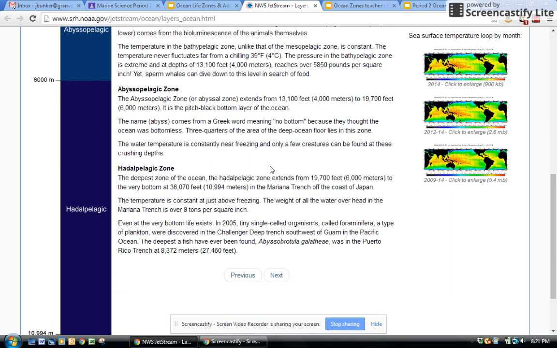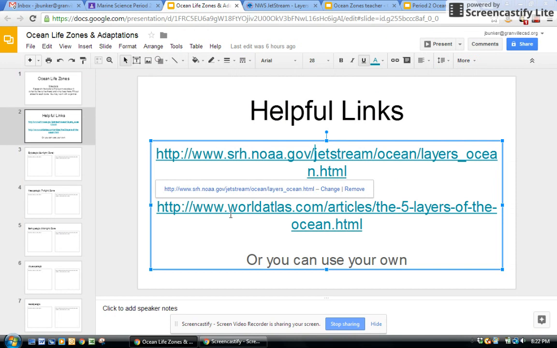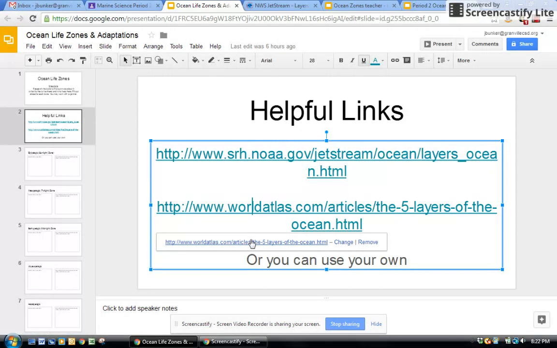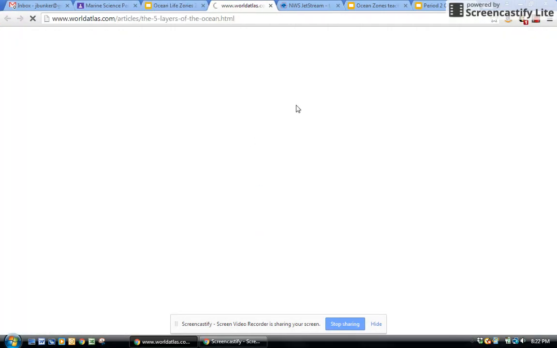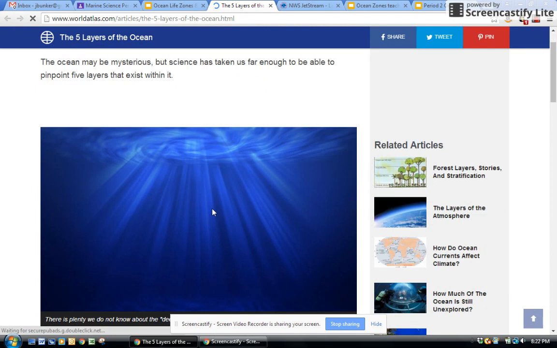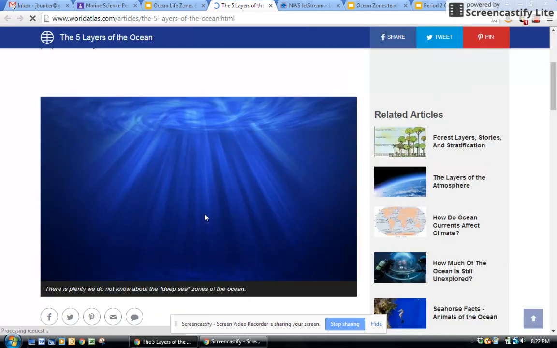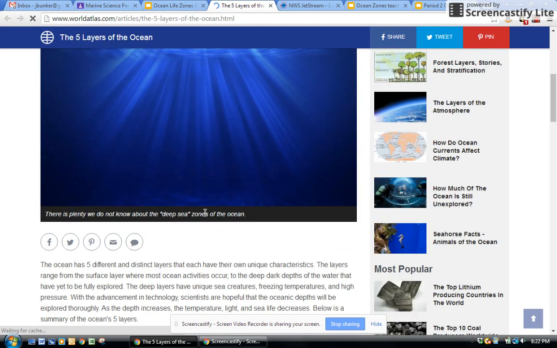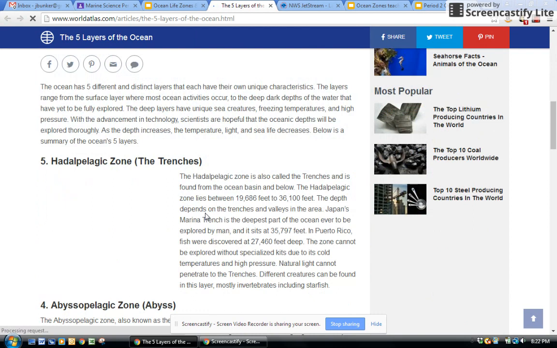Some of them give examples of animals. You can always type in Google each of the zones and then see if there's a list of animals that way. You can work together with somebody if you want to. Here's the other website, which goes into, this one actually goes backwards. It starts with the hadopelagic, the trenches first. I can scroll down. And then goes all the way to the epipelagic.